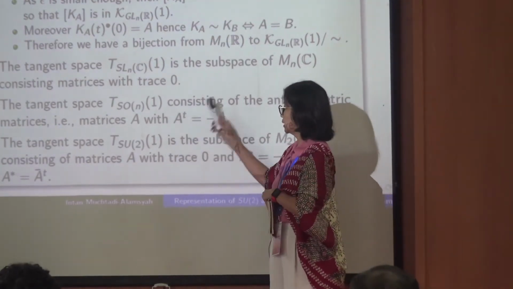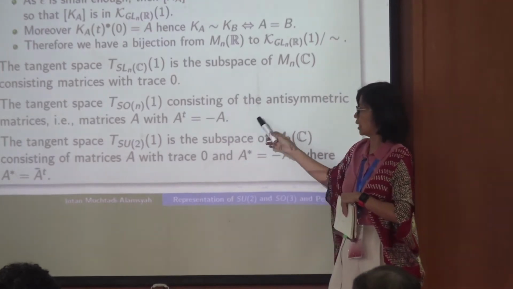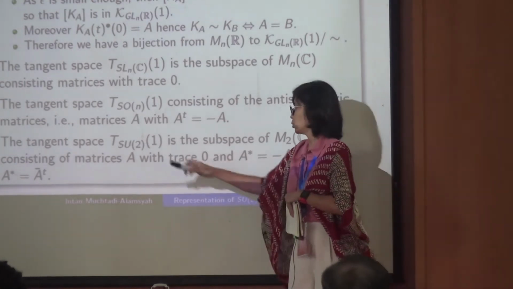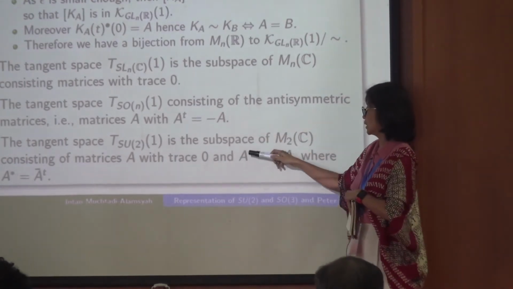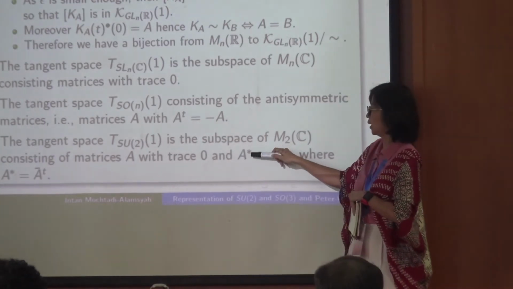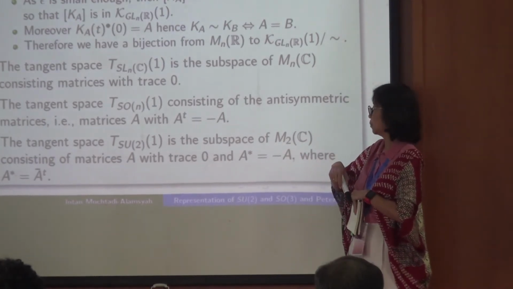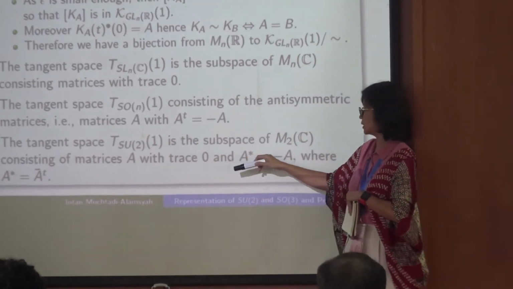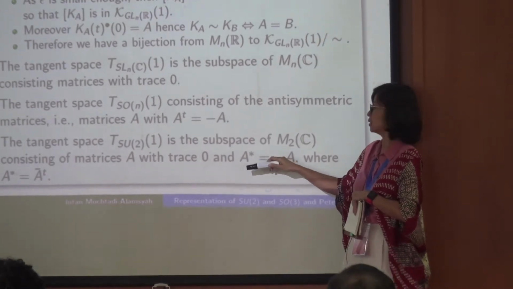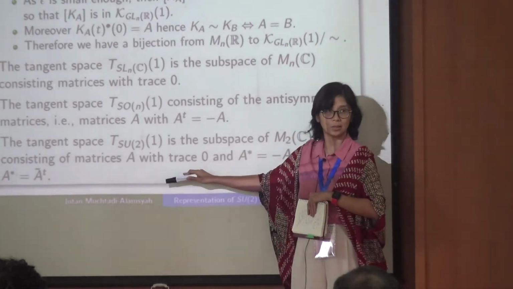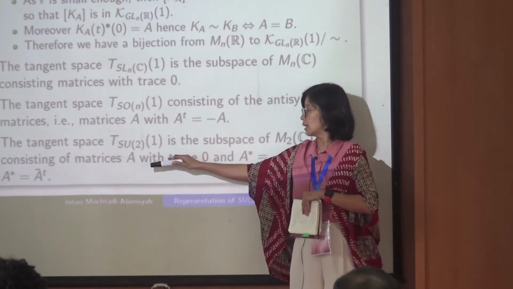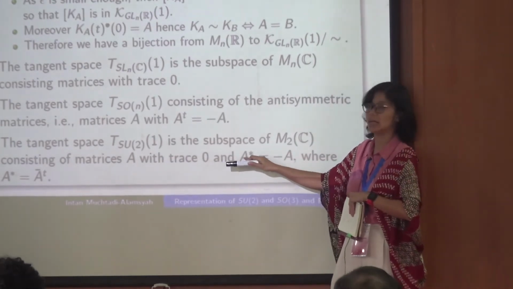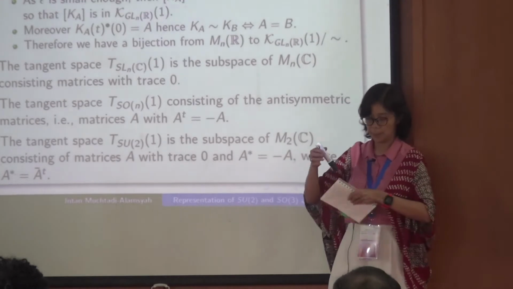So with the same method that we have done for SO(N), for SU(2) this changes to A star. But when we have A star equal to minus A, that doesn't necessarily mean the trace is 0, so we also need to add that in the tangent space: the matrices with trace 0 that satisfy A star equal to minus A.